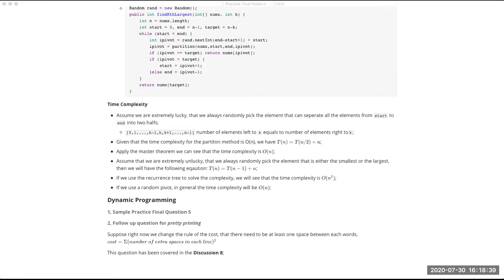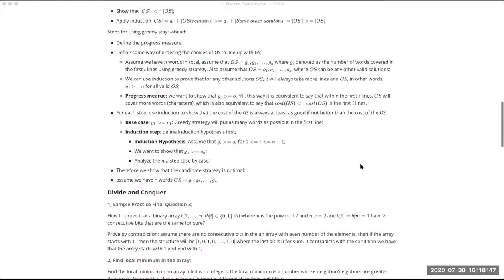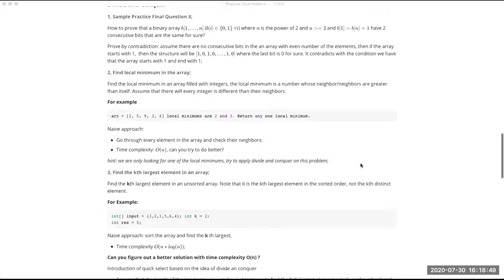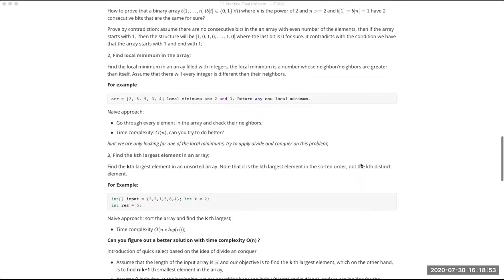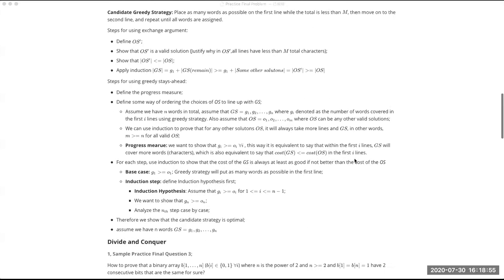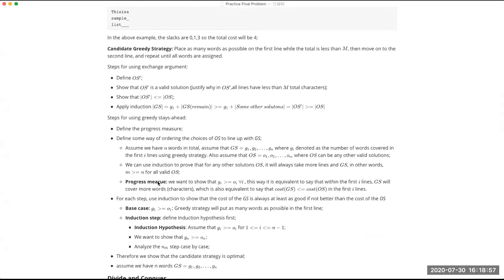So in probably the last 5 minutes, I just want to cover what I mentioned here in this greedy question, the progress measure, just a few minutes before we end this session. Let me share the screen.